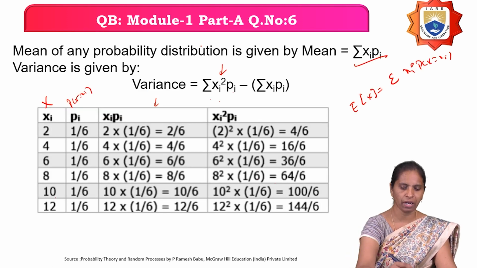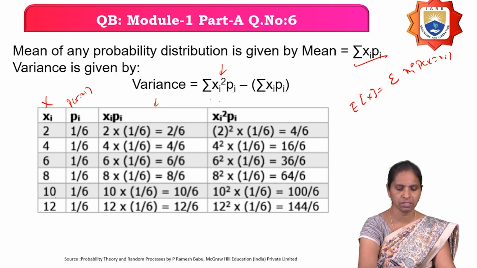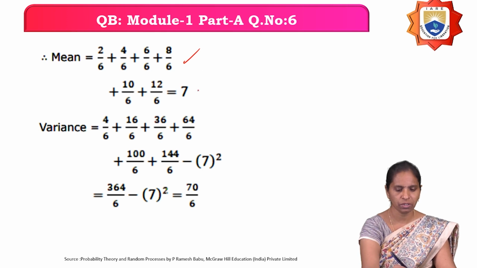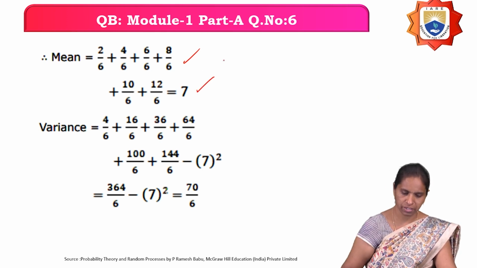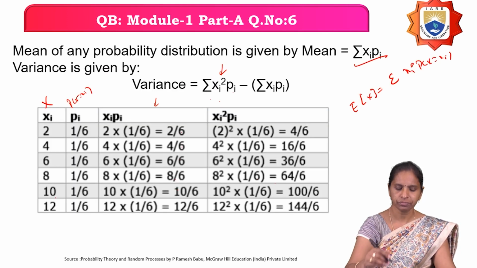Already we have seen. You have to add all this. So, 2 by 6 plus 4 by 6 plus 6 by 6 plus 8 by 6 plus 10 by 6 plus 12 by 6. So, what is the answer? You got 7. Next, how to calculate the variance here?